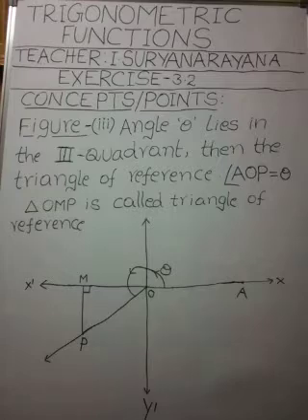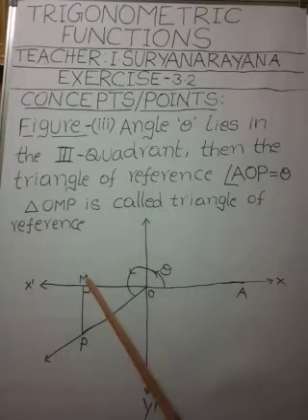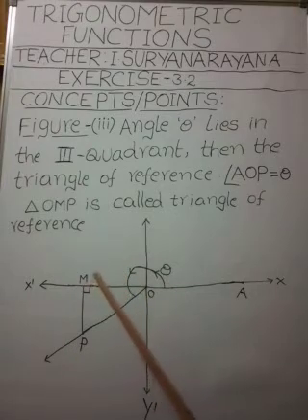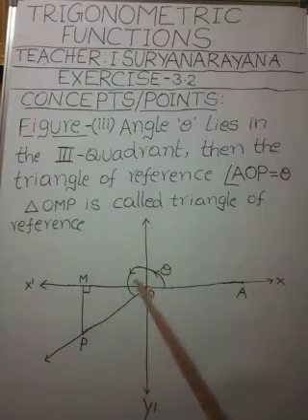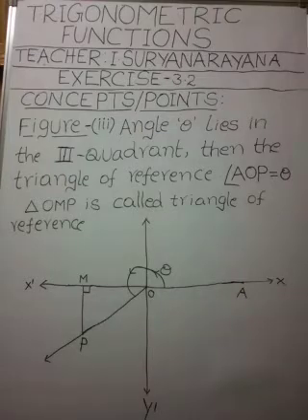Right. Now we draw a triangle of reference by choosing any point on the terminal side. We have chosen a point P. From this point P on this terminal side, we have to draw a perpendicular line on the x-axis. We have drawn PM perpendicular to x-axis. Then we get triangle OMP, a right angle triangle. With the help of this right angle triangle, we find the values of other trigonometric functions of the angle theta. Understood this point, my dear children?